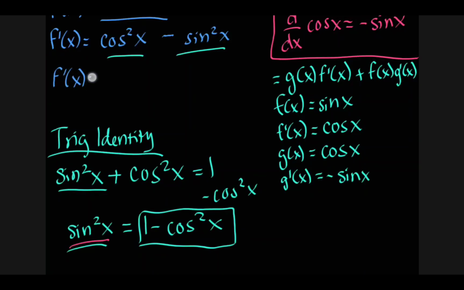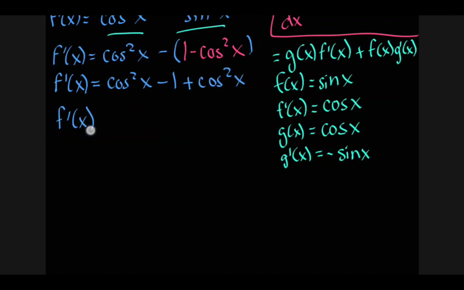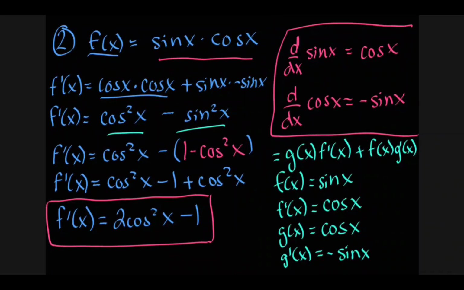So in order to rewrite our f prime of x, it's going to be cosine squared x minus parentheses, put in this value for sine, so 1 minus cosine squared x, which can simplify when you carry that negative, and we end up with f prime of x equals cosine squared x minus 1 plus cosine squared x. This can go ahead and be simplified. We have 2 of our cosine squared x's, which means we can go ahead and put 2 cosine squared x minus 1. And that is our simplest form for our derivative of our function sine times cosine.